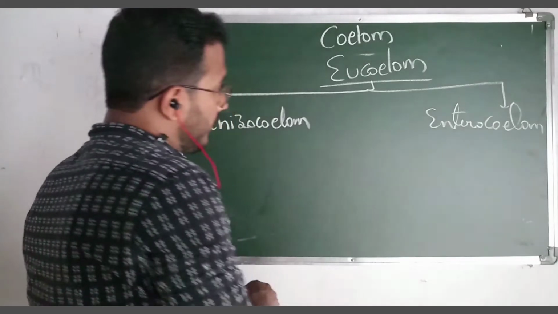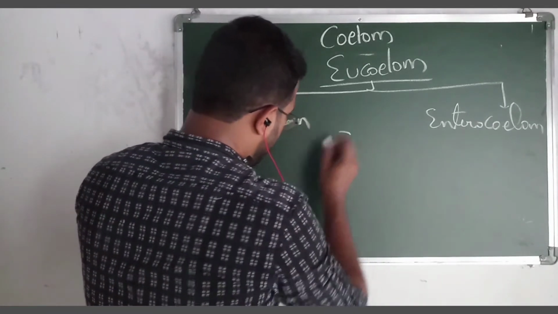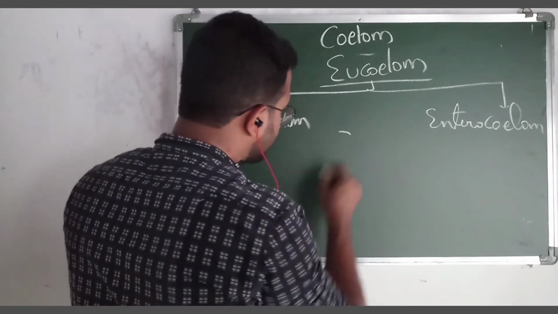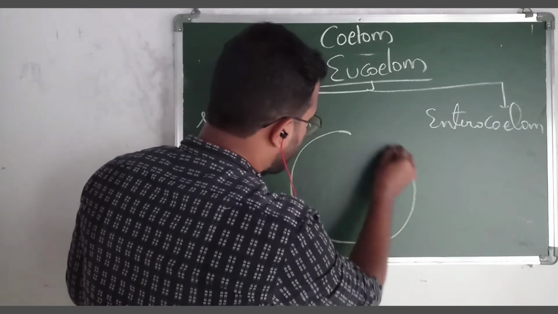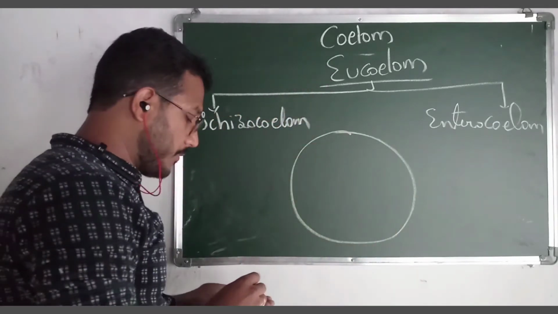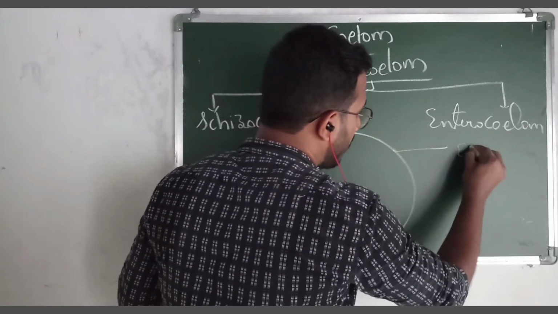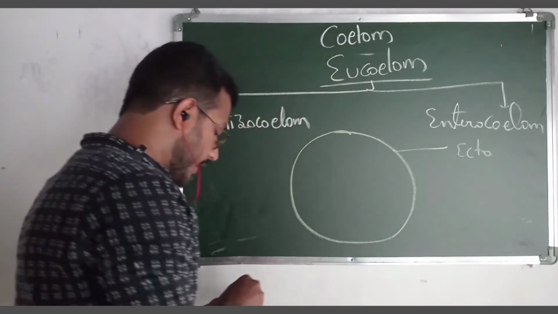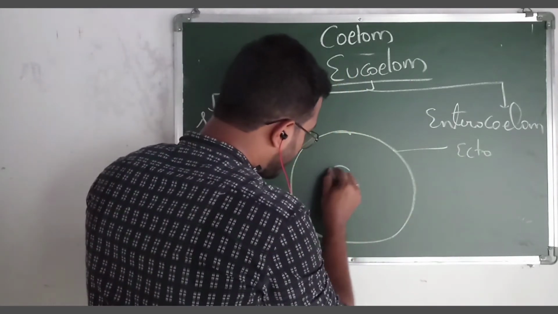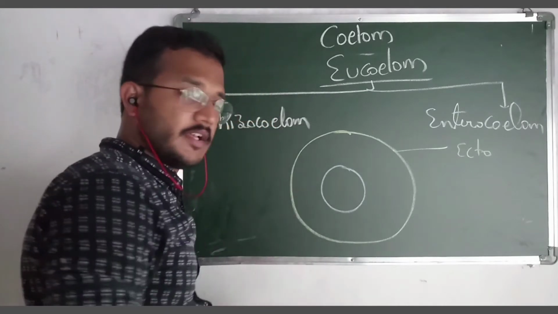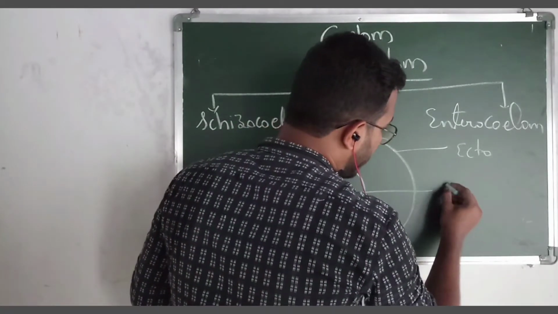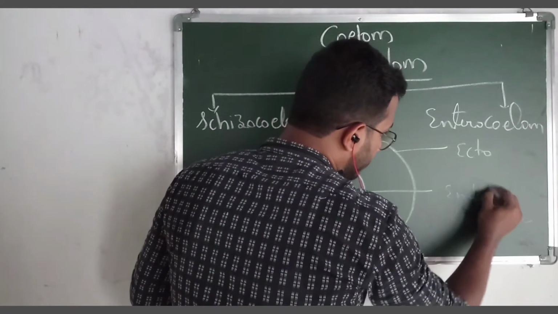So here, as earlier, this is the outer body layer formed by ectoderm, and this is the inner layer, that is, the alimentary canal lined by endoderm.